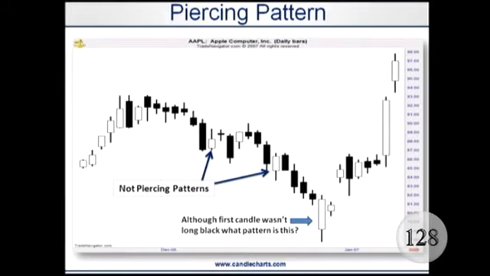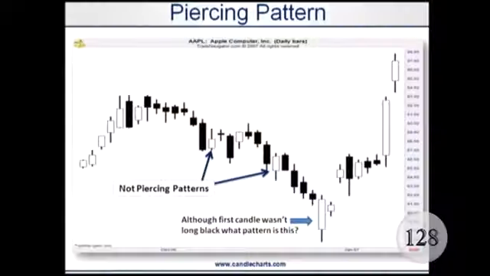What is it? The one we looked at before. A bullish counterattack. And this is a nice example, although it wasn't a long black real body. Do we see a real shift in psychology in that one session?